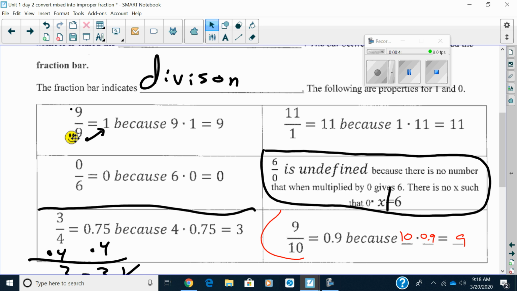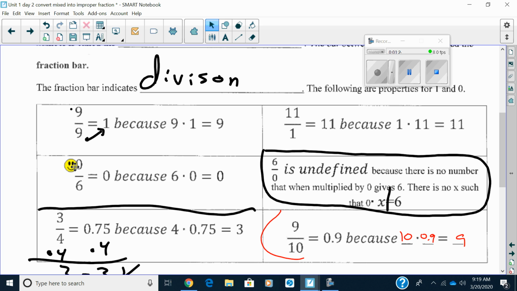Okay, why is 9 over 9 equal to 1? Because the denominator, the number on the bottom, times 1 equals the number on top. 9 times 1 equals 9. Why does 11 divided by 1 equal 11? We have 11 things divided into piles of 1 each. That means we're going to have 11 piles, and we can check by doing 1 times 11 equals 11.